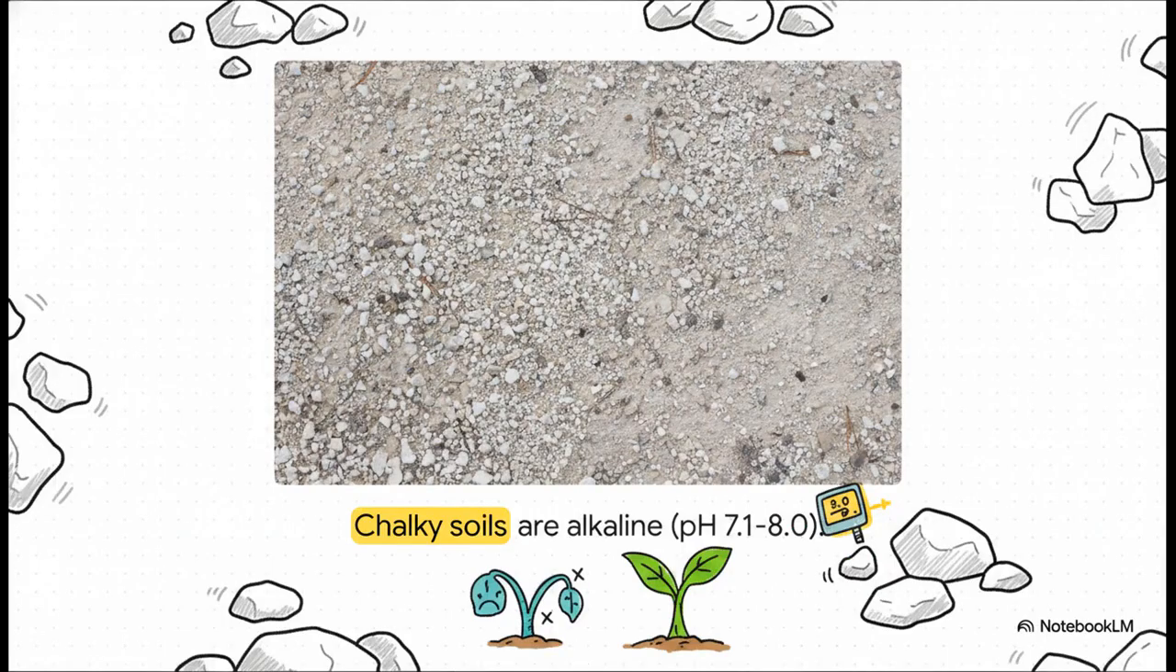Finally, we definitely have to talk about chalky or lime-rich soils. It's easy to spot because of the visible lumps of white chalky stones mixed right in. Those stones are largely made up of calcium carbonate. Because of all that calcium carbonate, chalky soils are very alkaline, typically sitting at a pH between 7.1 and 8.0. You have to choose your plants very carefully here because acid-loving plants will absolutely refuse to grow in this.